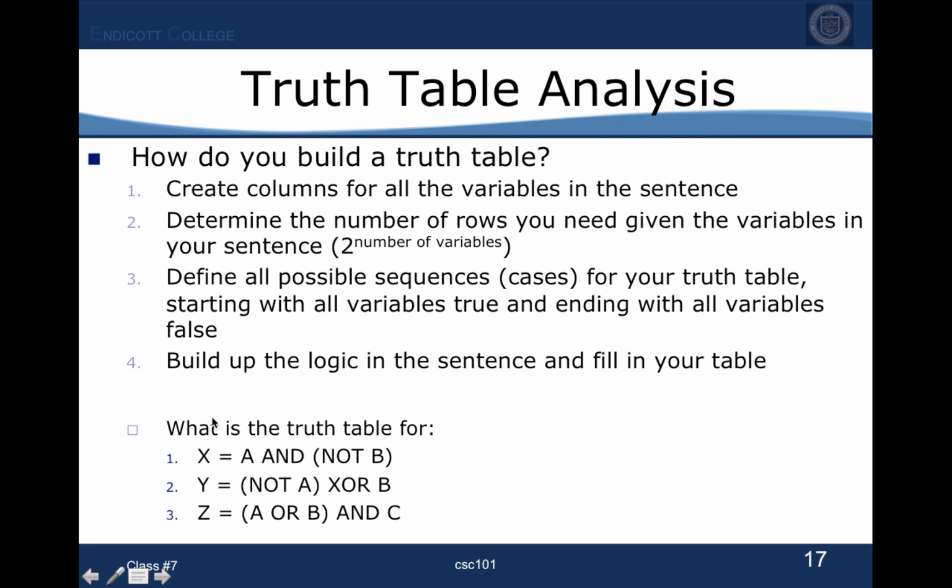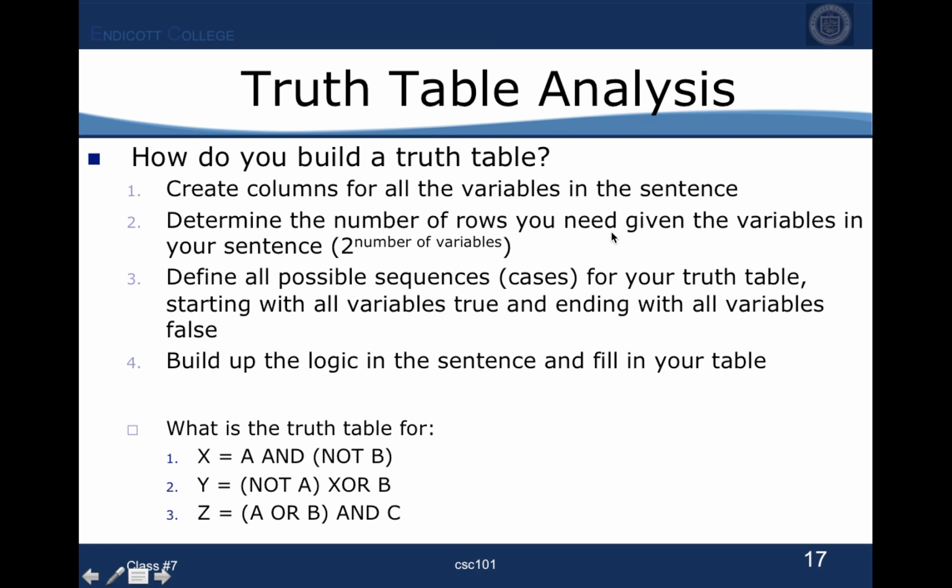Maybe it would be for us to construct the truth tables for these expressions or these sentences down here. So we're going to do these together in just a minute. But just a reminder of how I'm going to do this. First, make columns for all the variables, and maybe also make some columns for some of the more complicated connectors that might be in there. I'll show you what I mean by that.